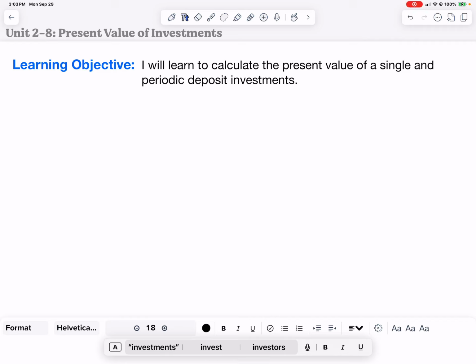Okay, in this lesson, you're going to learn to calculate both the present value of a single deposit investment as well as that of a periodic deposit investment. So let's go ahead and get started with some definitions first.